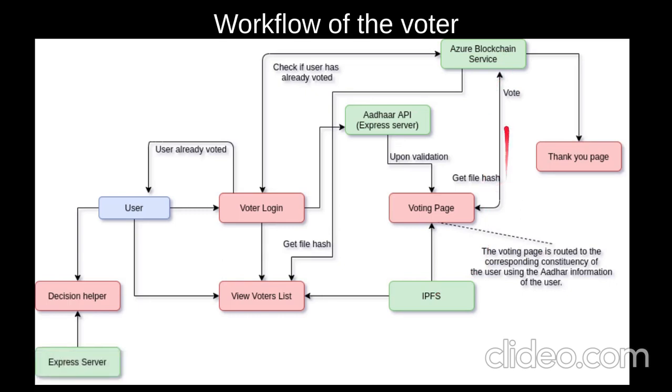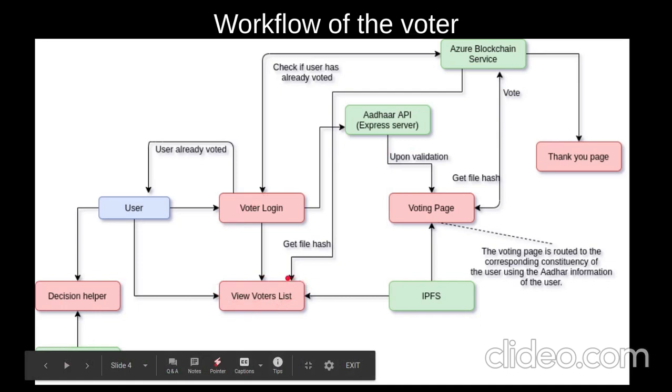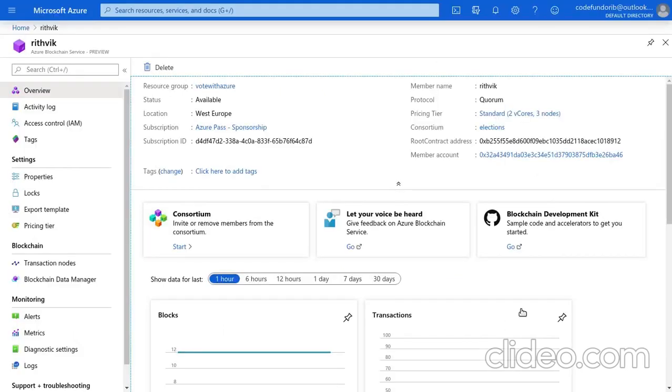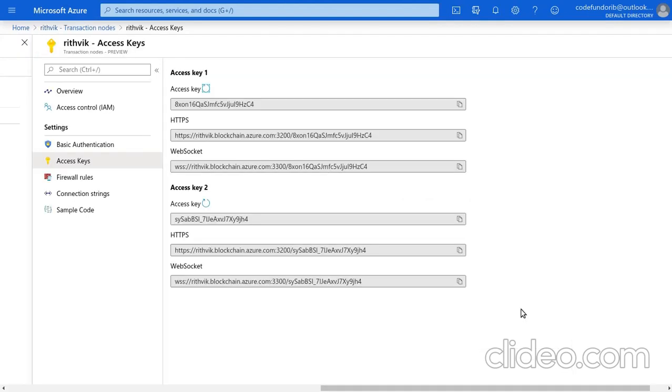The user can then cast his vote, which is stored on the blockchain, and he is directed to a thank you page. The user also has an option to view the voters list. The voters list is also stored on the IPFS and the file hashes on the blockchain. This makes the voters list secure and cannot be tampered with. There is also a decision helper component to our app, which helps the user make an informed decision about the elections. We are using Azure Blockchain for our current solution, and we have deployed our smart contract on the same. We have used MetaMask to connect Azure Blockchain service to our application through the HTTP access keys.